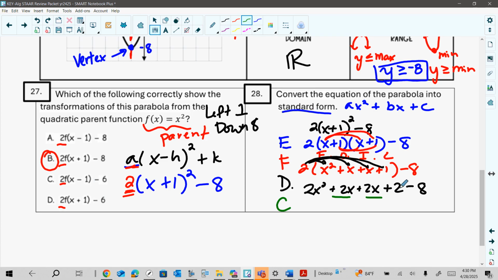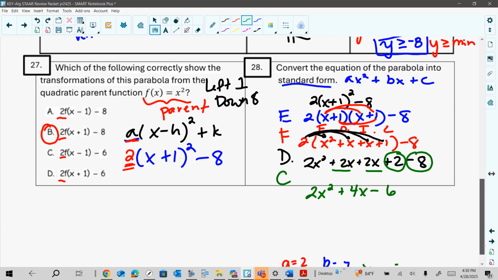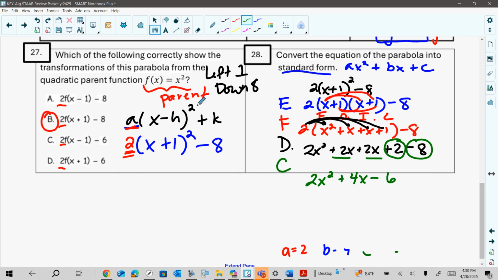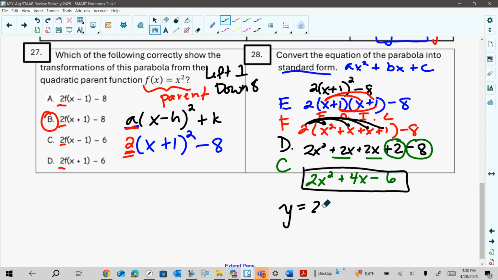My x's are right here. My constants are right there. So we end up with 2x squared plus 4x minus 6. And then what they could ask, which got erased at the bottom, is, understanding that this equation is the standard form, you would write y equals 2x squared plus 4x minus 6.